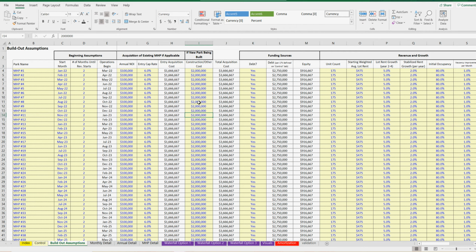Then you potentially have construction costs. I made all these the same here because it was really easy to do my sanity checks and make sure all the calculations are working right if everything was the same. So I could really tell if the numbers were pulling through correctly, which they all were. But you can put in whatever amounts here for the given properties for construction or other if applicable. Then you've got your total cost of acquisition. It's those two combined. You can define individually on each park if it's going to have debt or not.